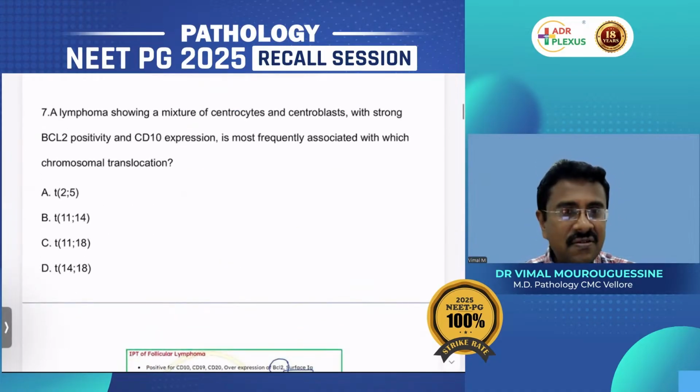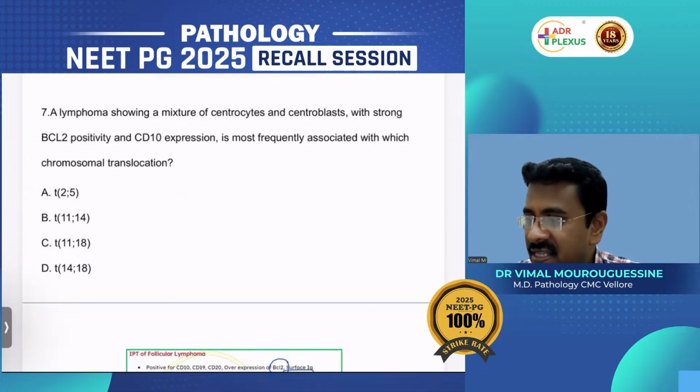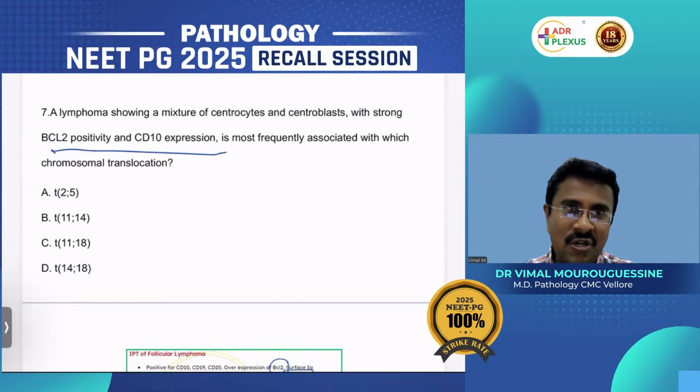Moving on to the seventh question, one more question on a lymphoma. That is a question they have given, that characteristic lymphoma with a lot of centrocytes and centroblasts. And the very important clue in the question the examiner has given is the BCL2 positivity and also this CD10 expression. So this gives you the diagnosis of follicular lymphoma.